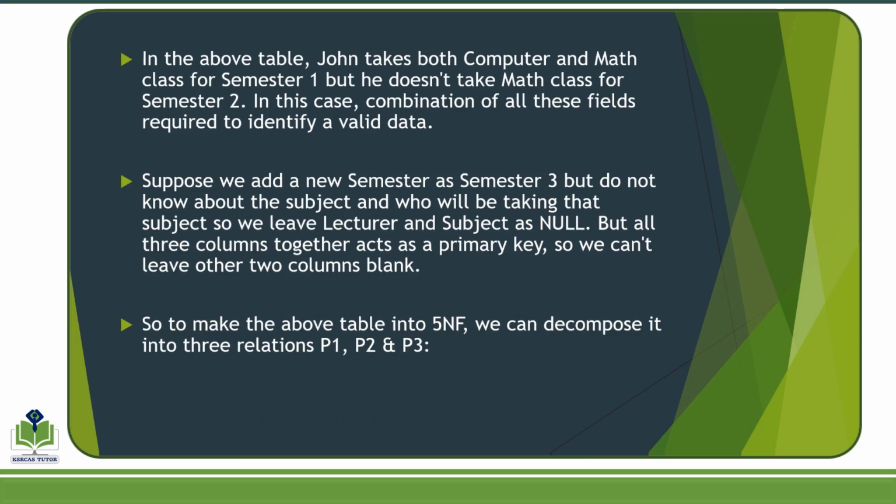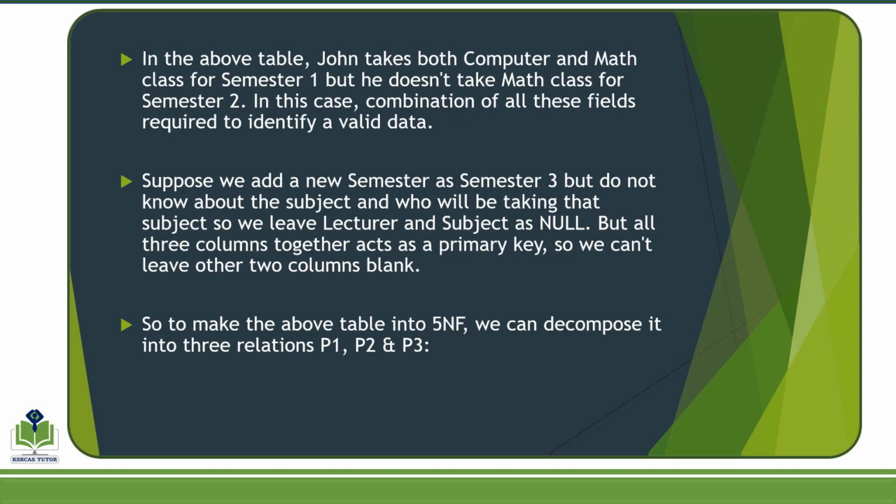So in the above table, John takes both computer and mathematics class for semester 1, but he doesn't take mathematics class for semester 2. So in this case, a combination of all these fields is required to identify valid data. Suppose we add a new semester, semester 3, we do not know about the subject and who will be taking that subject. So we should leave the lecturer and subject as null fields. But all the three columns together act as a primary key, so we can't leave the other two columns blank.